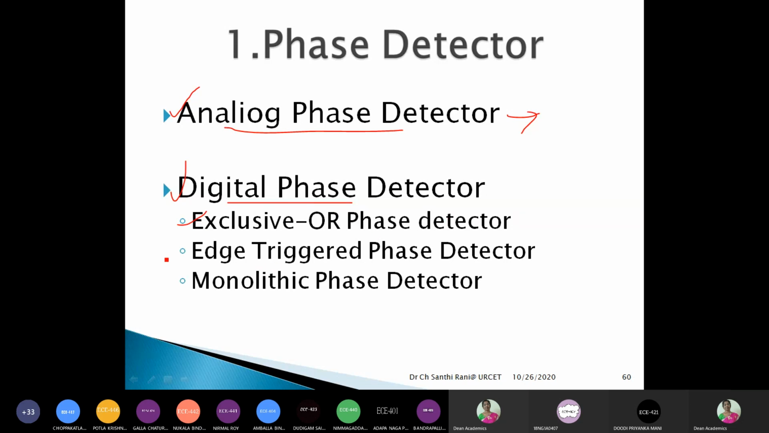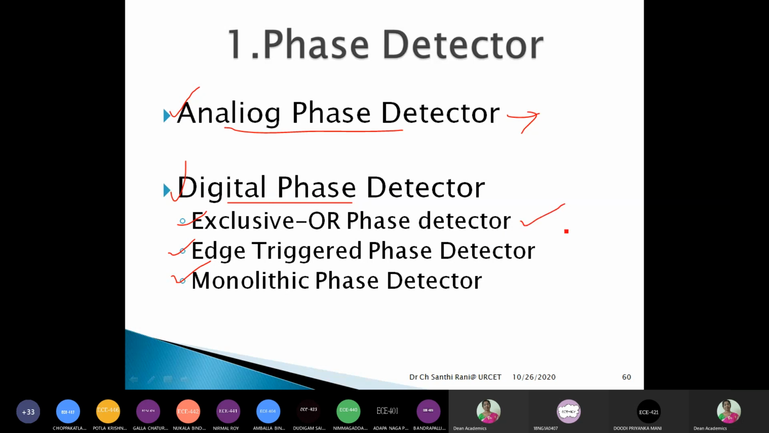Then the second one is the edge triggered phase detector. The third one is the monolithic phase detector. Monolithic phase detector means an IC such as the 4044 IC is used as the phase detector. Okay, so like that, there are different types of digital phase detectors, and keeping all these in mind, we are going to study the exclusive OR phase detector.